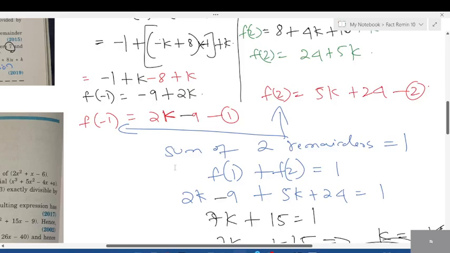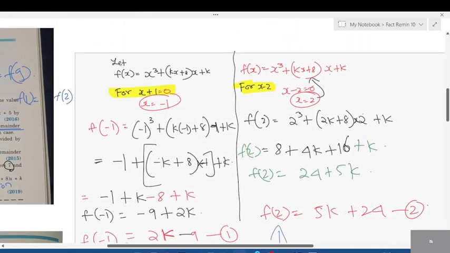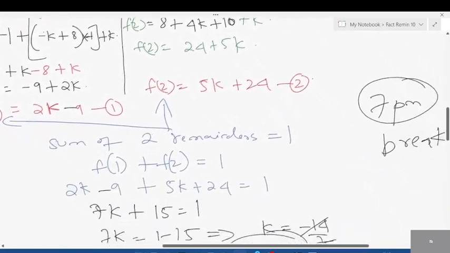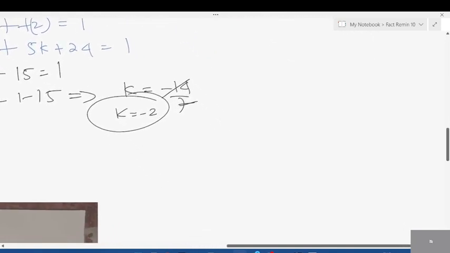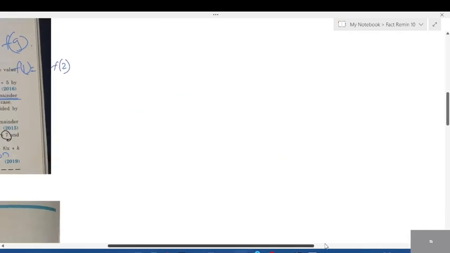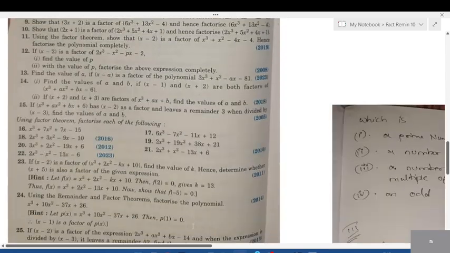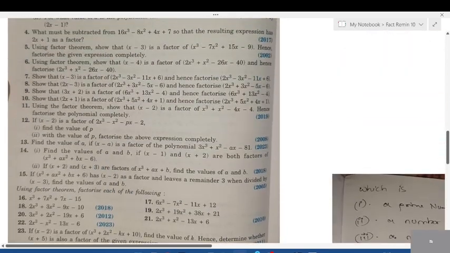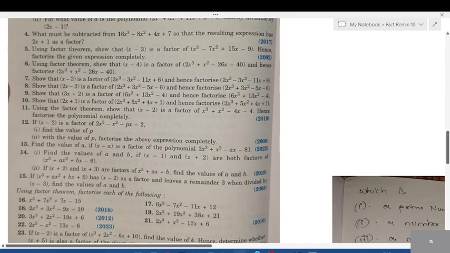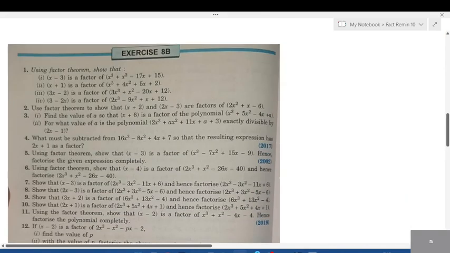Next exercise will start on Sunday. Sunday, or I'll let you know. Sunday, if not Sunday, on Monday. There are 25 questions. Okay, I think yeah, we can complete 25.